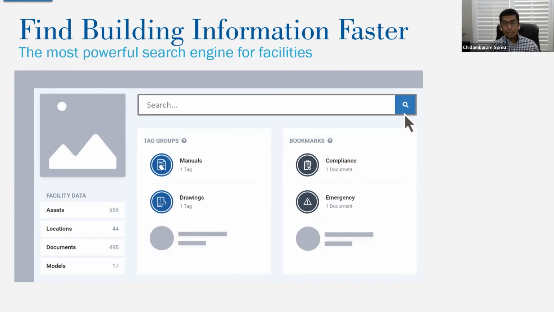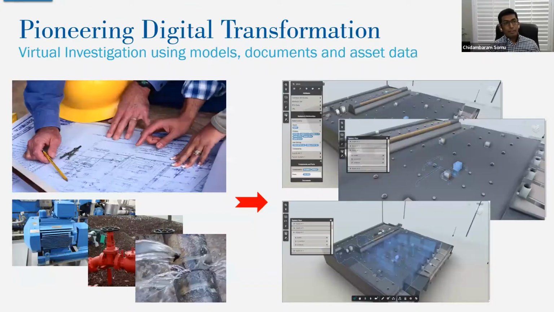Users can search by location, asset type, model number, and manufacturer. Users can also use custom attributes to find documents and more. You can think of it as a tailor-made Google for facilities or campuses. So it's super powerful with all the connected information. And we have been pioneering digital information for almost the last decade. We support virtual investigation using models, documents, and asset data. That's what VueOps has been focusing on.